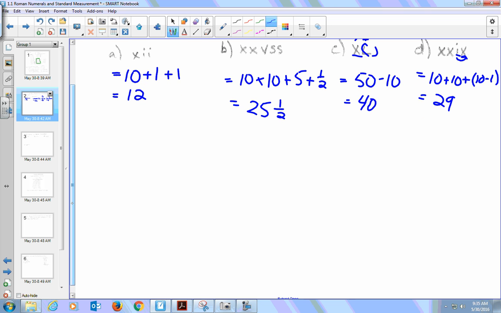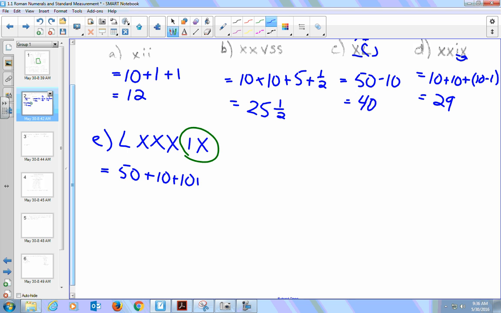Try another one. So if we had L, X, X, X, I, X, first thing you want to do is look and see if there's any cases where you have smaller numbers that you're going to have to take away from. So right here, we know I coming before an X, we know that's going to be 9. So that's something to keep in mind, but L is bigger than X, so we know we're okay just going in our normal order. So we know L is 50, and then 3 X's means adding 10 3 times.